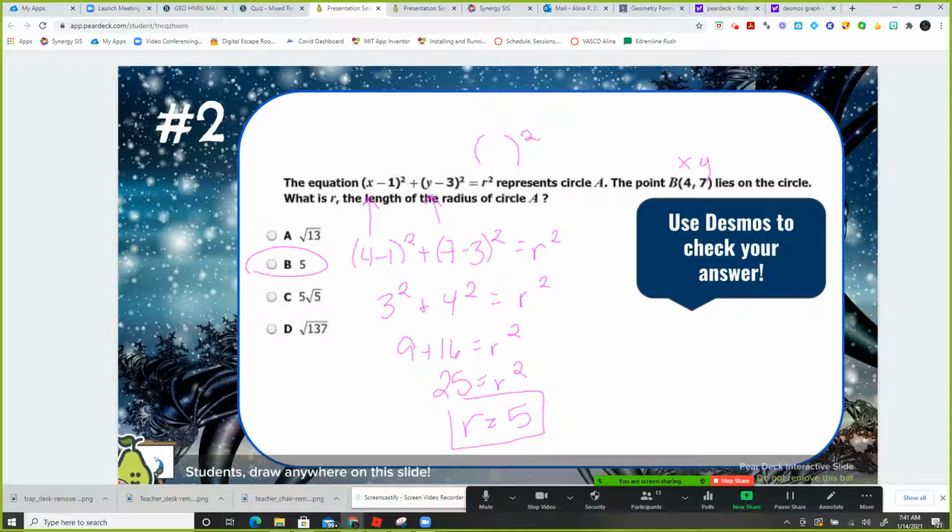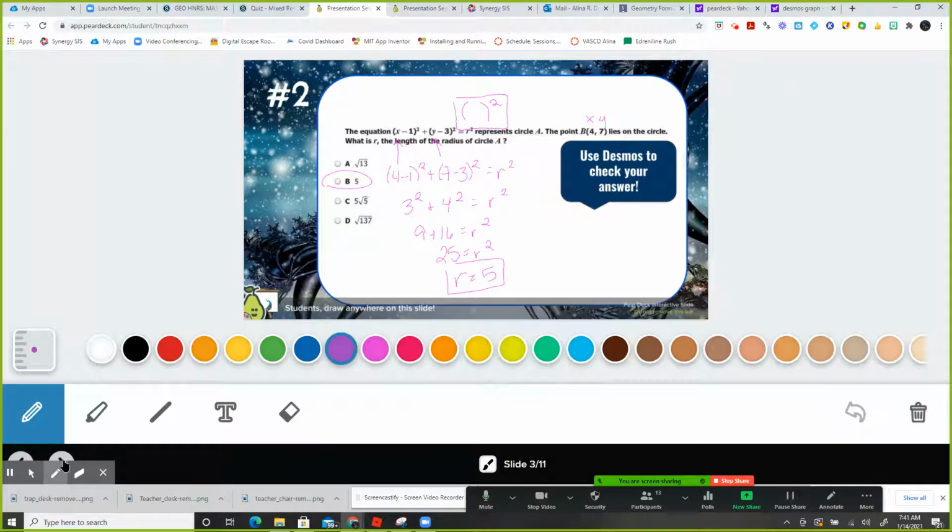So you can either put it in Desmos. If you put it in Desmos, make sure you put parentheses around your radii, right, that you're testing. Or if you're given a point, just substitute. Either way is going to work. How do we feel about that?